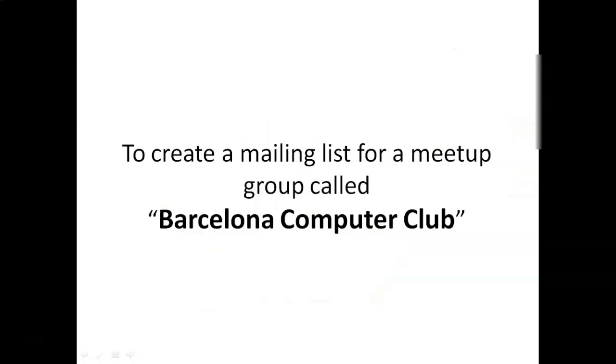In this very short video, I will demonstrate how easy it is using BuilderAll version 4 to create a mailing list for a fictitious meetup group called Barcelona Computer Club. In its simplest form, a mailing list can be treated as an electronic Rolodex.